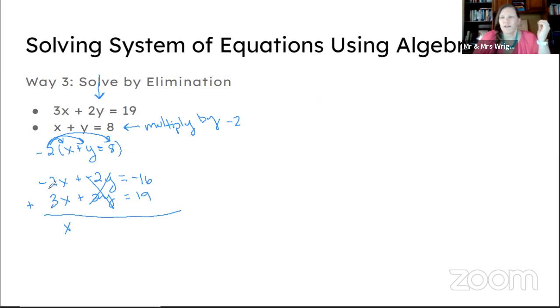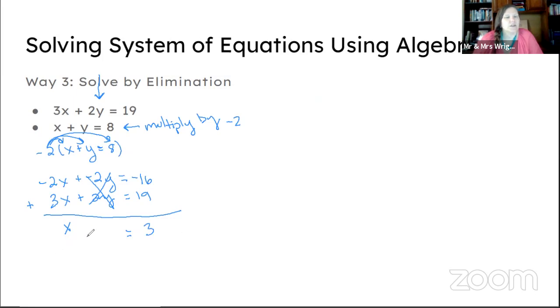When I add the coefficients that have different signs, I find the difference. The difference between 3 and 2 is 1. The number with the larger value, the answer takes that sign. So the larger value is 3. It's a positive. I have a positive 1x. So I technically don't need that 1 there. I'm just going to leave it as x. Equals negative 16 plus positive 19 is 3. x equals 3.